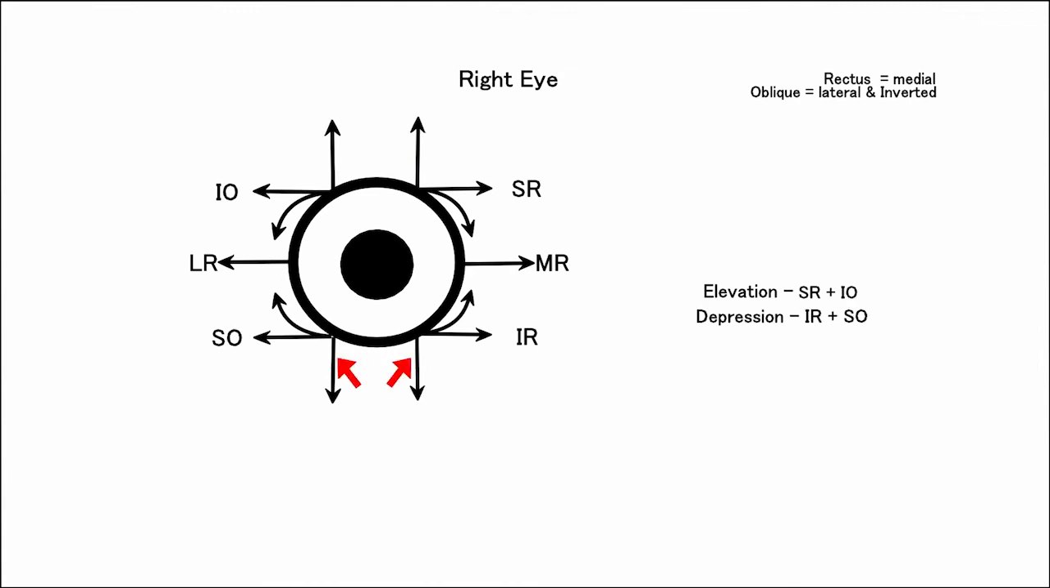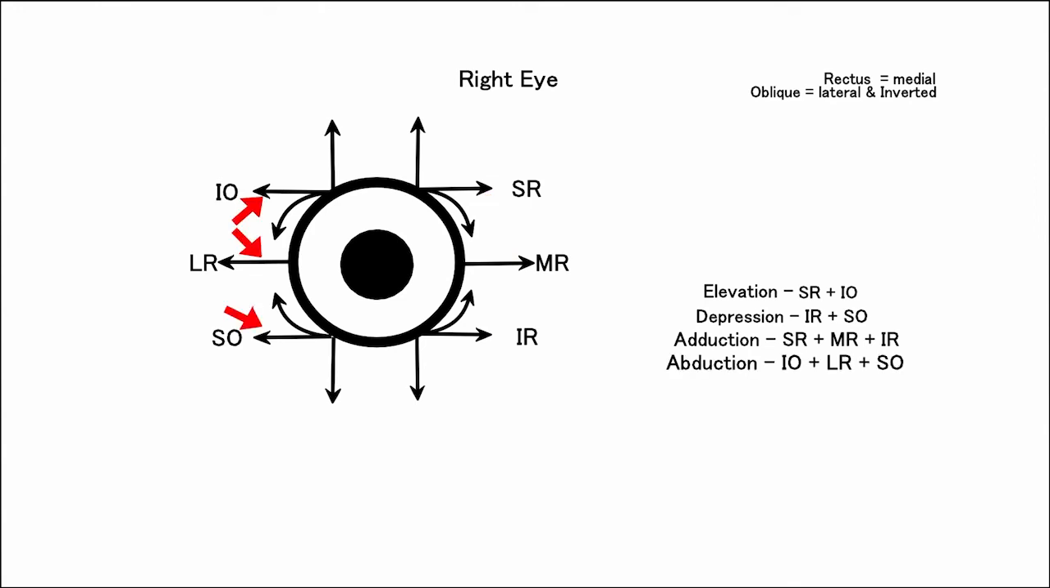Depression is brought about by these two arrows: inferior rectus and superior oblique. Adduction is bringing the eye medially, and it is represented by these three arrows. So adduction is brought about by superior rectus, medial rectus and inferior rectus.